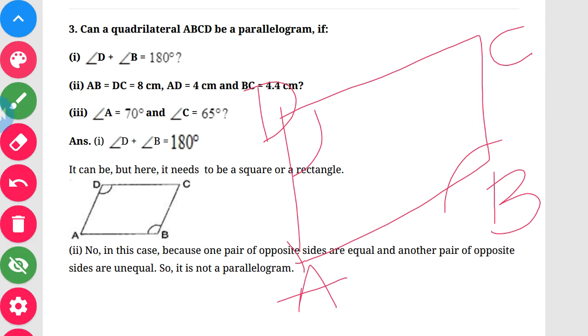Because one pair of opposite sides are equal, another pair of opposite sides are unequal, so it is not a parallelogram. Okay. So here, in the case of D and A, I can tell yes, because the sum of adjacent angles is equal to 180 degrees. But here it is not. Okay, they are asking about D and B. And D and B, it is possible when each is 90 degrees. So if each is 90 degrees, the sum becomes 180 degrees. And that happens in the case of a rectangle and a square, but here it is not a rectangle, it is a parallelogram case that we are going through. So here it should be like it is not a parallelogram.